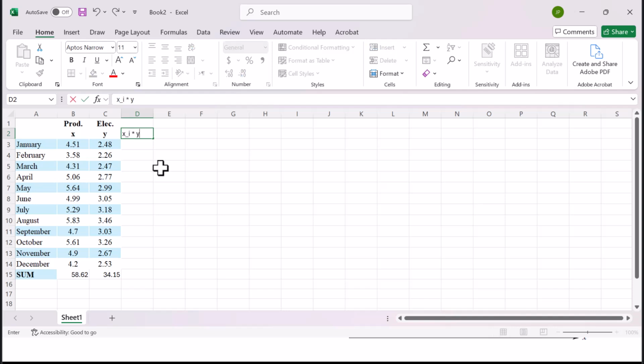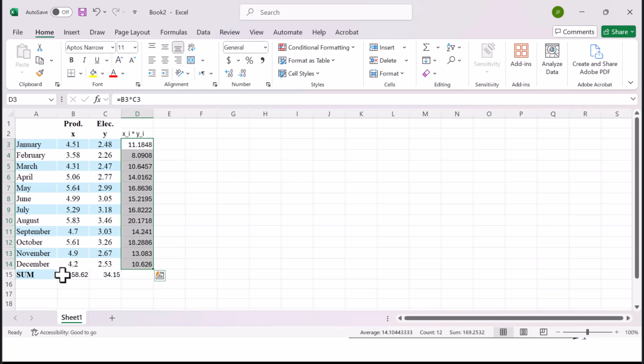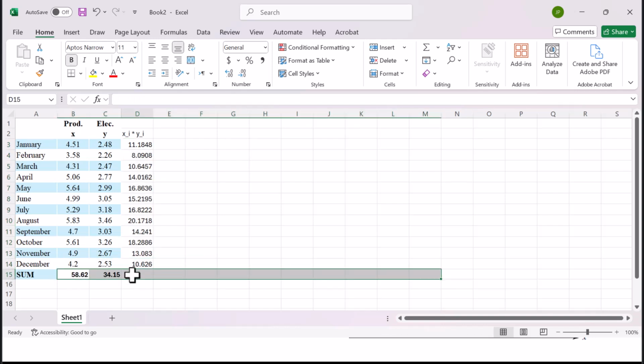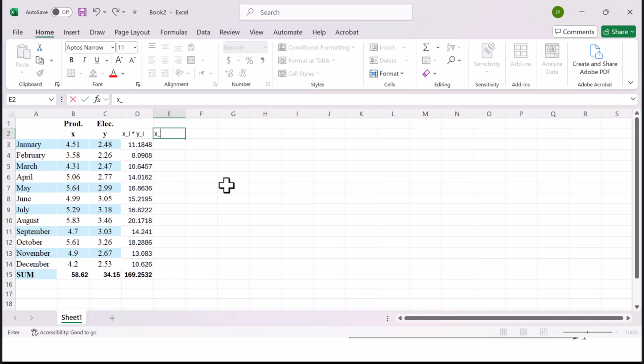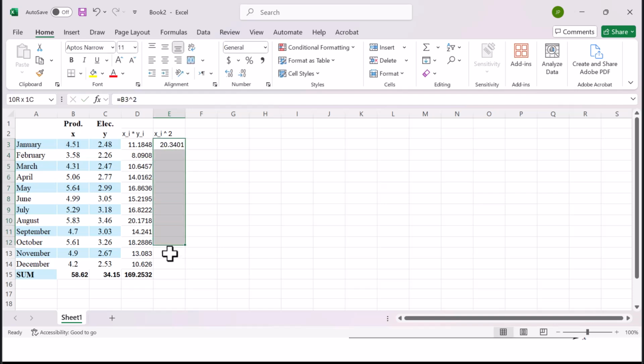xi multiply yi. It means each point of x multiplied by each point of y, right? So this is the multiplication of x and y, and this is the sum of xi multiply yi. Next, I'm gonna find xi square. It means each point of x to the power of 2. So we'll do the same for all, and we copy paste this one here.